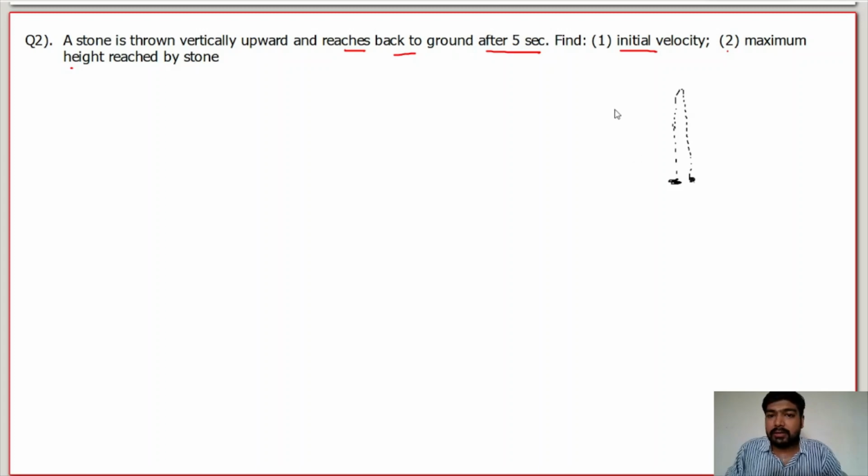It is thrown vertically upward with some speed, that means u, and it attains some height. This height is called the maximum height. Let's say this height is h.